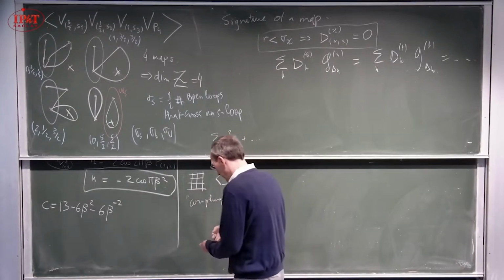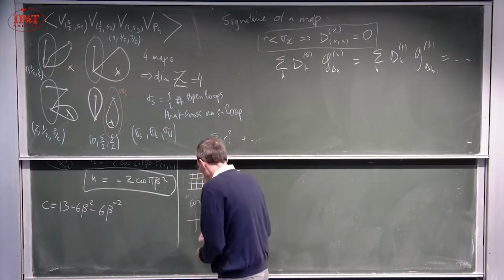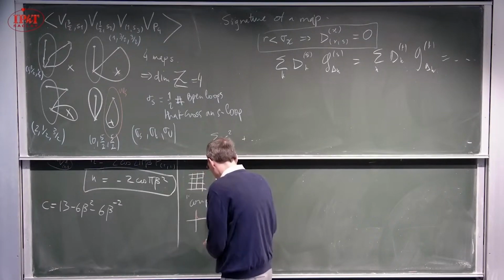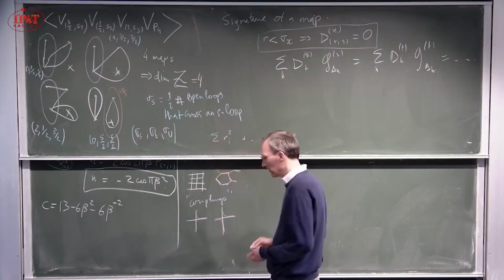Well, for example, in a square lattice, a vertex like that, and a vertex like that, they may have different couplings.